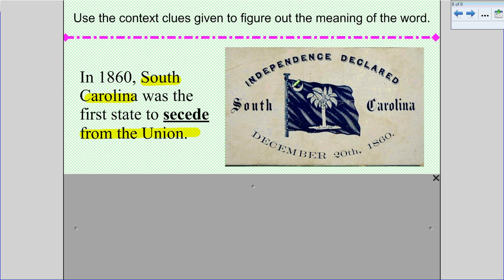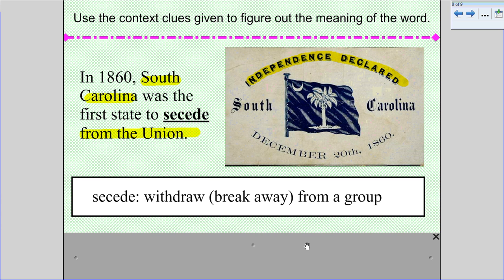As I look at this picture, I can also see that they declared independence. I know that when people are independent, they are usually alone or by themselves. So secede means to withdraw or to break away from a group. Please add this definition to your graphic organizer.